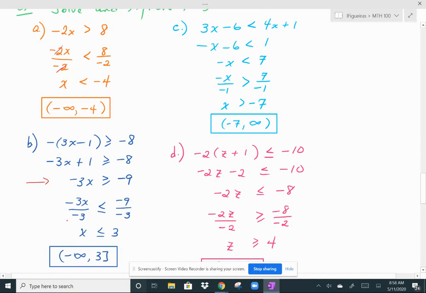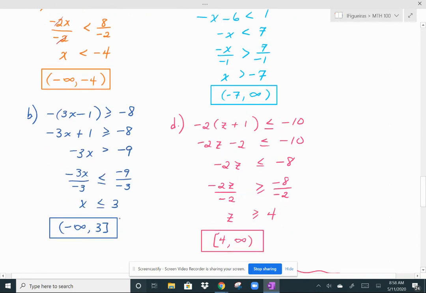Then I divide both sides by negative 3, and when I did that, notice that my greater than or equal to switched to less than or equal to. That leaves us with x is less than or equal to 3. So that represents all numbers from negative infinity to 3, including 3, so we put a bracket around the 3.